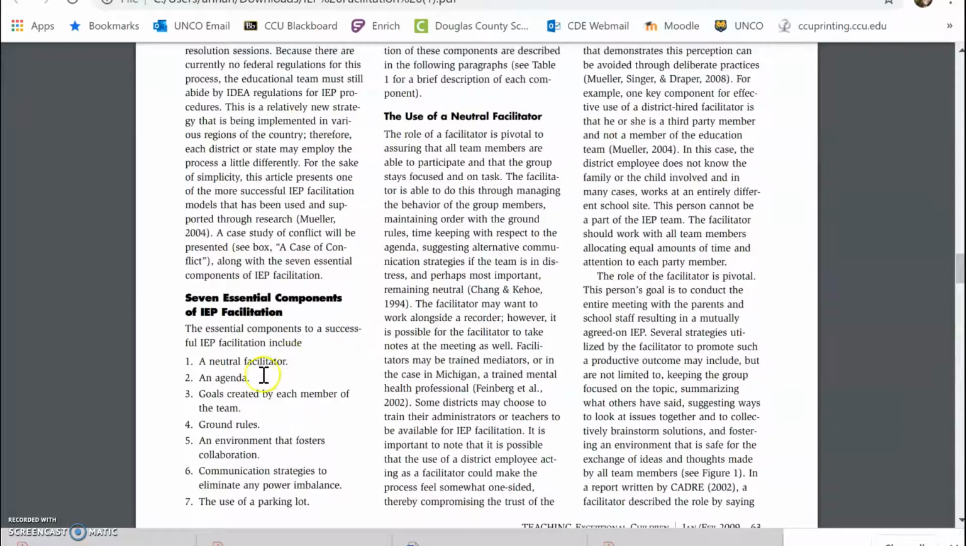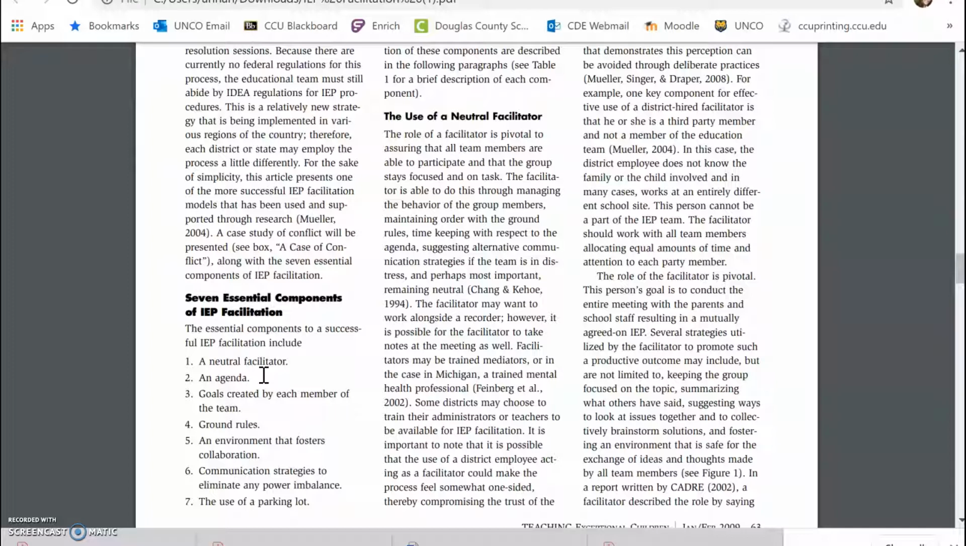There's an agenda document that is provided to all participants, clearly outlining what the meeting will entail, goals that are provided by each member of the team, and that would include parent or parents, family members, ground rules or norms set for the meeting for a collaborative environment, and communication strategies in place such as active listening. One of those norms might be to avoid interruption, and the use of a parking lot.